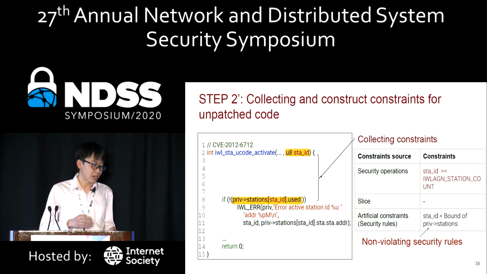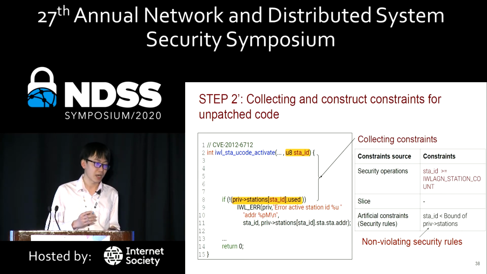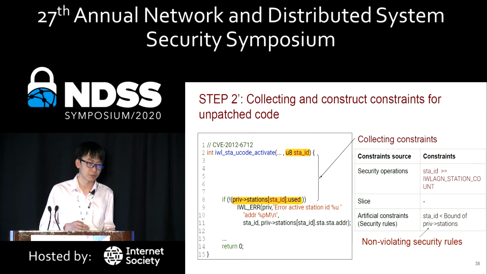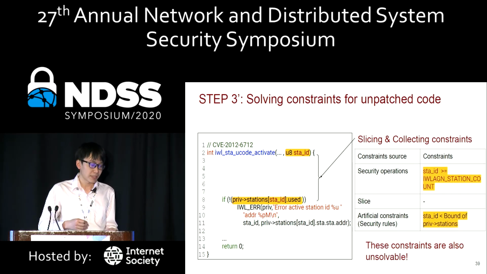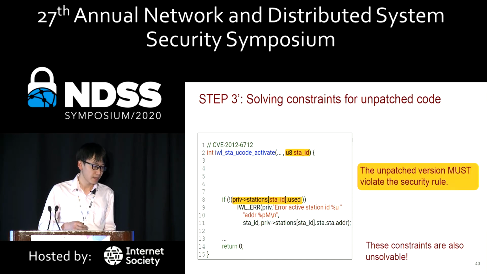At the same time, the artificial constraint will be introduced. The artificial constraint here is for non-violation of security rules. Because for the unpatched version, we want to prove that non-violation of security rules is unsolvable. By solving this constraint, we can find that this constraint set is unsolvable, which means that the non-violation of security rules is unsolvable. So the unpatched version must violate this specific security rule.